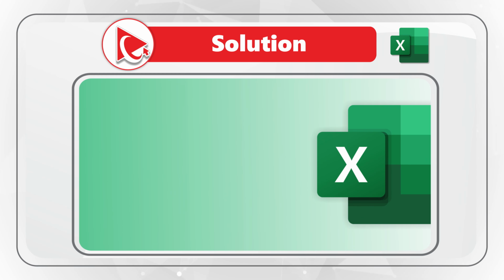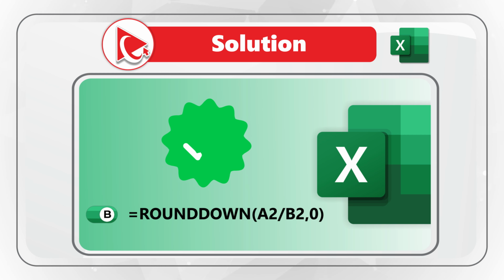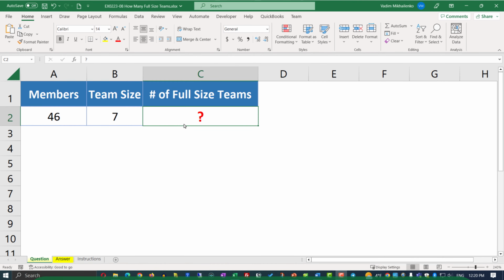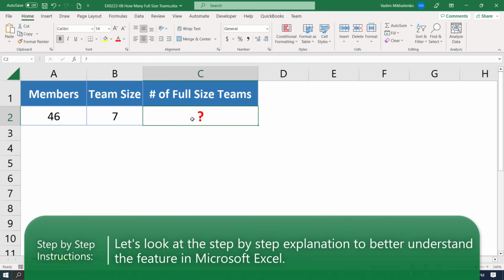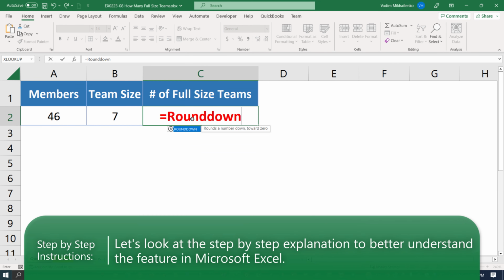I believe the correct answer here is choice B, round down. And the reason is because to solve this challenge, we need to use an Excel formula which rounds the number down to the nearest integer. To simulate this scenario in Microsoft Excel, let's use the ROUNDDOWN formula. And you can see that it rounds a number down towards 0.